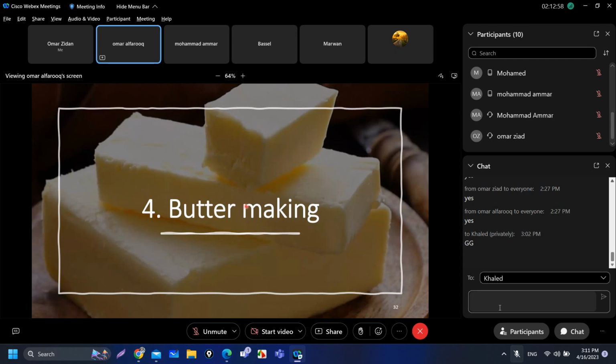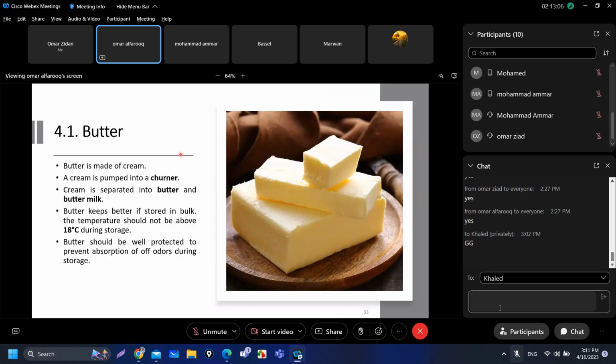Now let's move to the final topic here, which is butter making, one type of dairy product. Butter is made of the heavy part of the milk, which is the cream. The cream is pumped into a churner. Remember when I told you the pump should be a little bit gentle so as not to cause butter. Now here we want the pump to drive the cream into a churner where it will be harshly agitated until we form butter. The cream is separated into butter, and the liquid part that will remain.